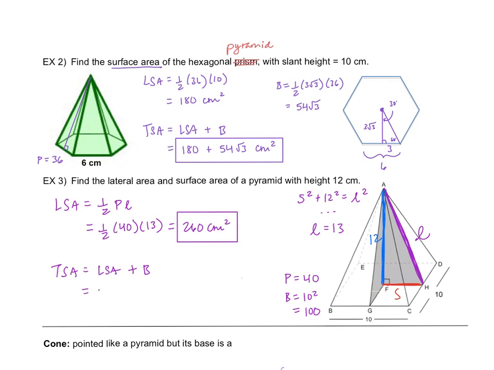Now for total surface area, we take that 260 and we add it to the area of our base, which again is 100. We found that out before. So when we add those, we get 360 centimeters squared. So that's looking pretty good for this practice problem.